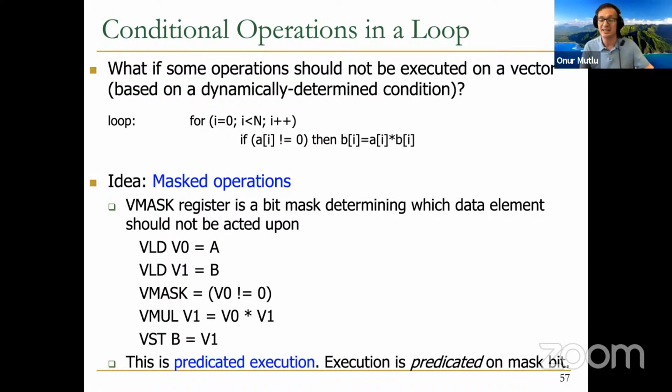Okay, so this is an example of predicated execution, basically. Execution is predicated on the mask bit, as you can see over here. The execution of each element of the vector multiplication over here is predicated on whether the mask bit for that element is set to 1. If it's set to 1, you do the multiplication of the elements. If not, you don't do the multiplication of the elements, satisfying the code over here. Ditto for the store. It's the same thing for the store.